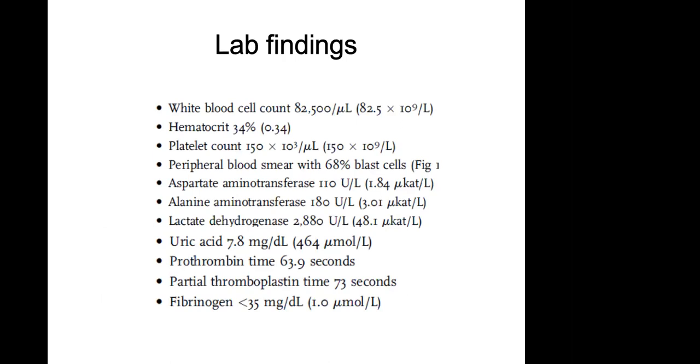You can find there is a count of 82,500, and hematocrit is a little bit increased. Platelet count is 150, that was normal. But this is the most important finding: the peripheral smear is showing 68% blasts, and there is a little bit raised SGOT, SGPT. LDH is very high, 2,880. Uric acid was 7.8. PT was 63.9. APTT was 73. And fibrinogen is less than 35 milligram per deciliter.